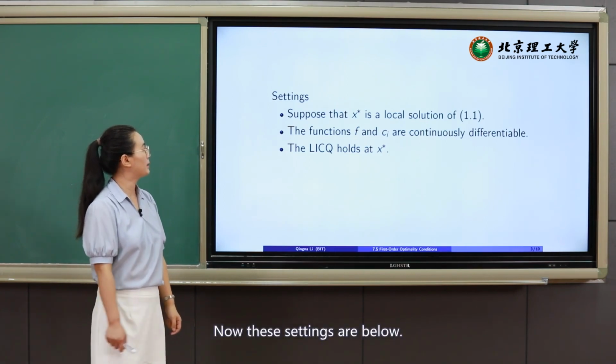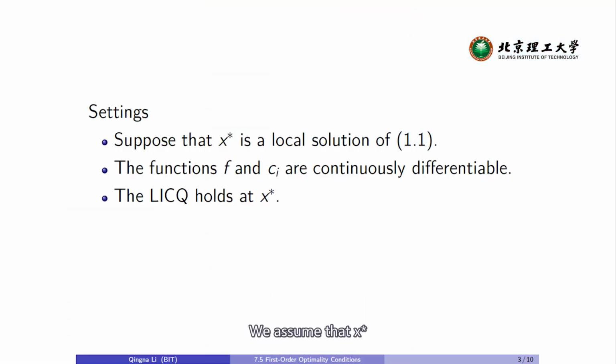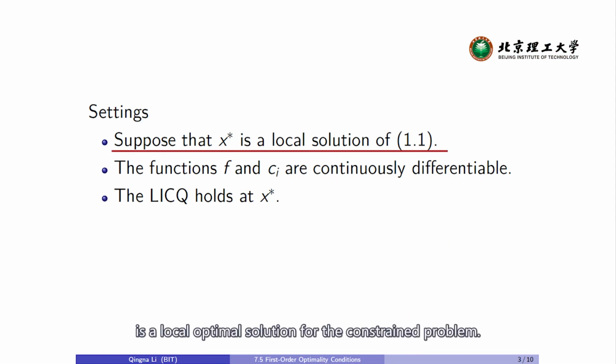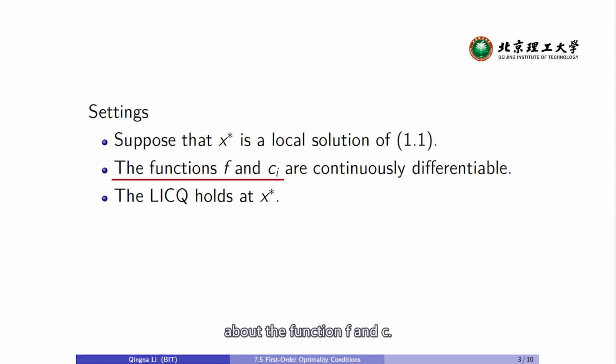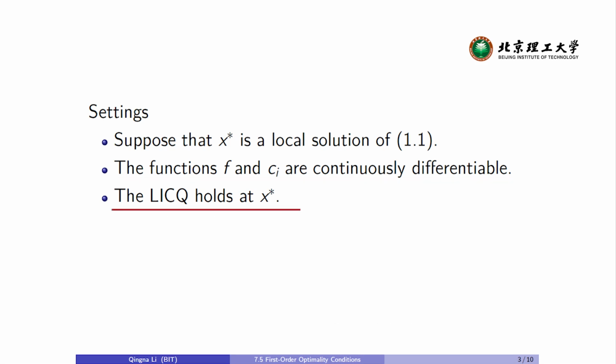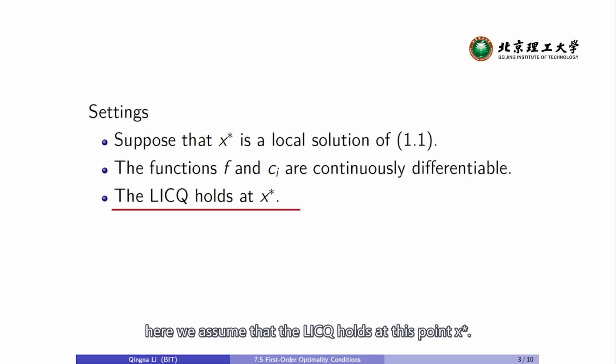Now, the settings are below. We assume that x star is a local optimal solution for the constrained problem. Then, we also assume some continuity about the functions f and c. So we assume the objective function f as well as the constraints c are all continuously differentiable. Then, finally, we assume some constraint qualification. Actually, here we assume that the LICQ holds at this point x.